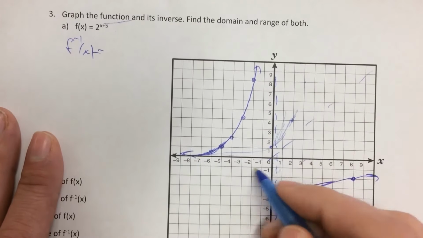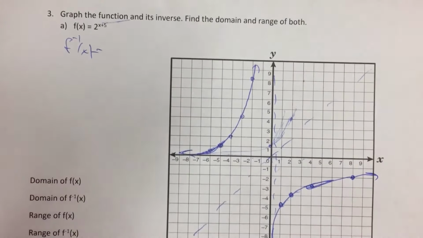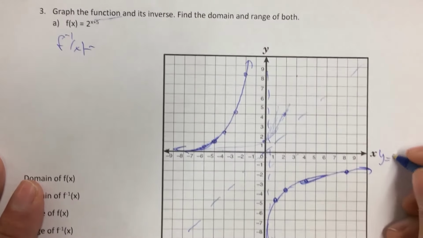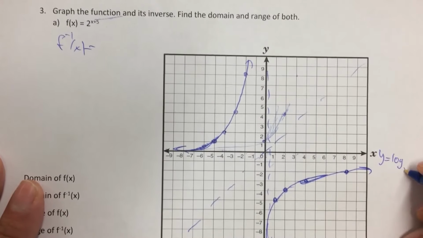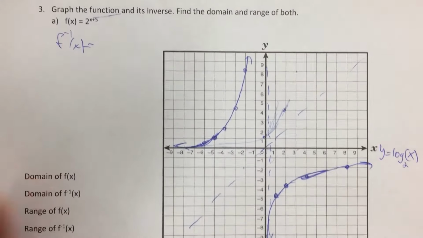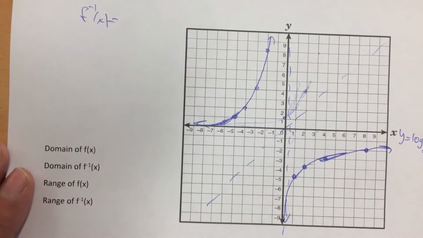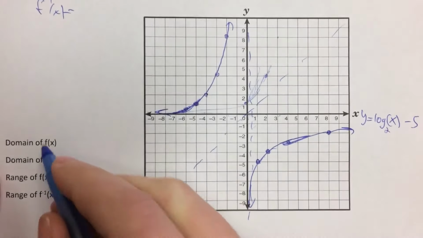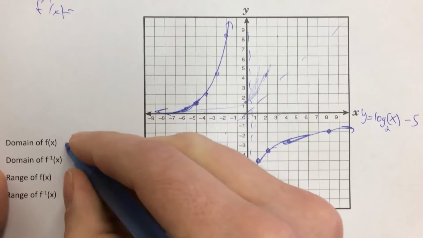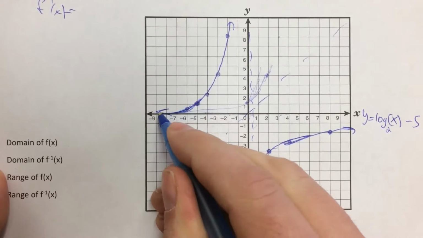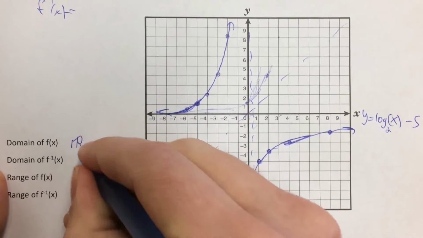It's reflected across the line y equals x. So this is, it looks like y equals log base 2 of x minus 5, which you could have graphed also by just finding the inverse and then graphing that log function. The domain of f of x is, well, keeps going to the left, keeps going to the right. Domain, all real numbers.